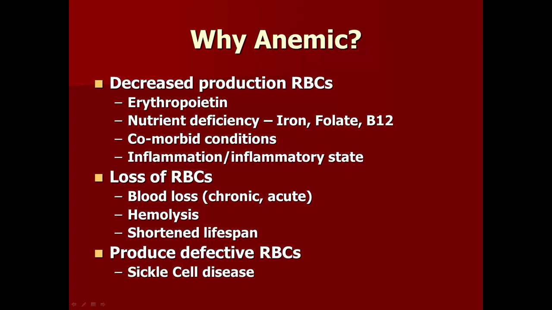Comorbid conditions are important. Certainly, a decreased production of red blood cells would be seen in someone who has a lot of bone marrow dysfunction, someone with leukemia, whose bone marrow is more interested in producing defective white cells rather than anything else. And then, of course, inflammation and the inflammatory state. You just can't run from inflammation. We're going to talk a little bit more about that in a second.